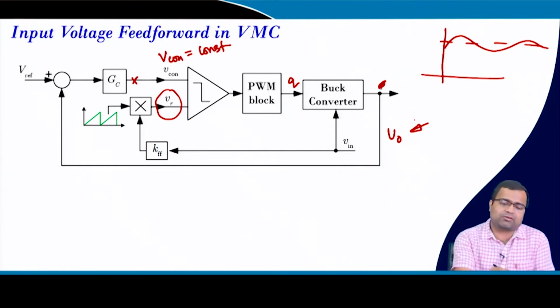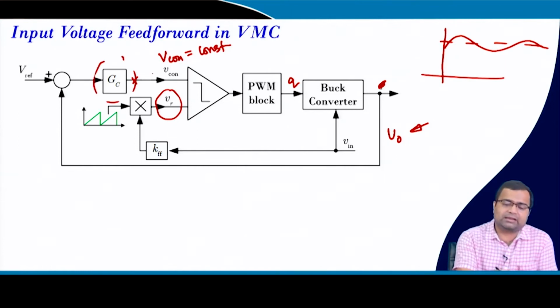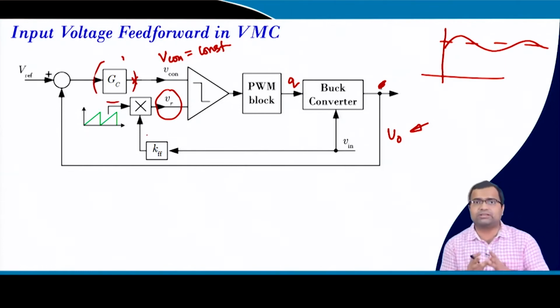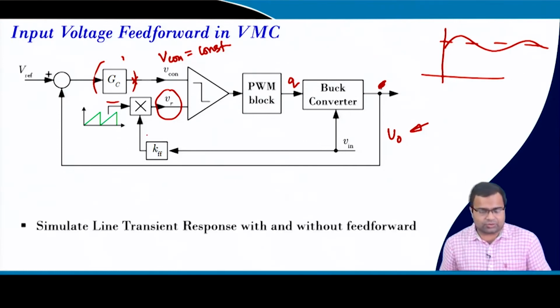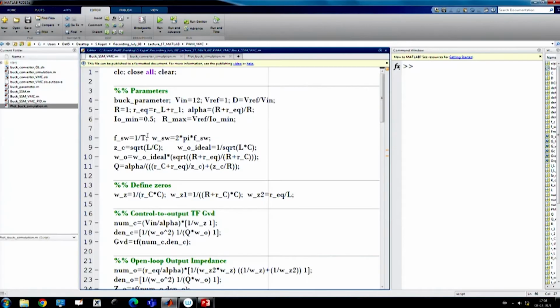In closed loop, we are considering a compensator and then adding this feed forward, and we want to see what happens. So, we want to simulate a case study with and without transient. Let us go back. You do not need to know detail about this model, because we will discuss it in detail in the PowerPoint when we come to the design stage.